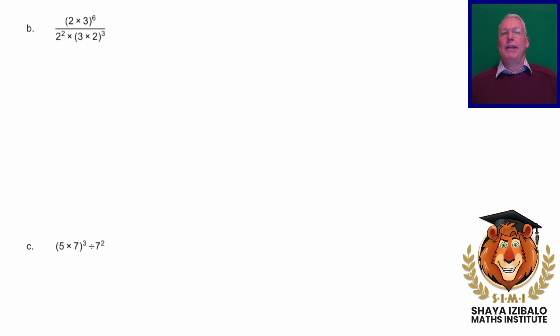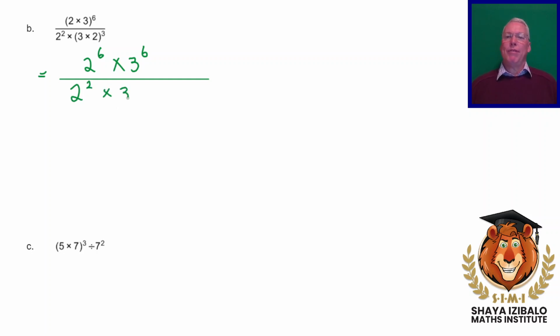Right, let's just quickly remind ourselves that when we've got a product raised to a power, both the factors of the product must get that power. So the 2 must be raised to the power 6 and the 3 must be raised to the power 6. On the denominator, something similar is going to happen with this bracket. We're going to leave the 2 squared for now. That 3 times 2 to the power 3, both the 3 must get a power 3 and the 2 must get a power 3.